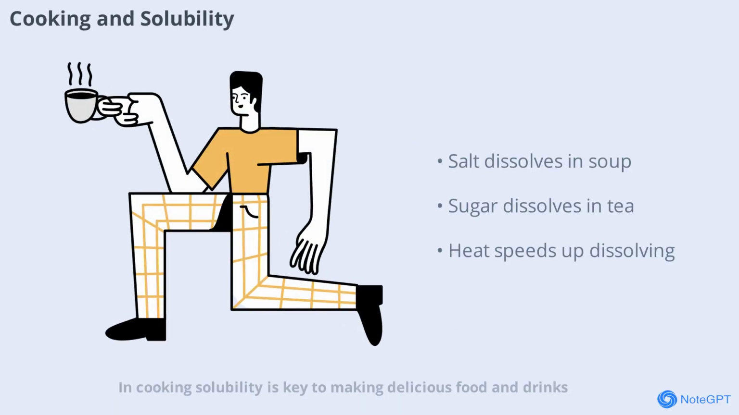In cooking, solubility is key to making delicious food and drinks. When you dissolve salt in soup or sugar in tea, you're using the principles of solubility. The temperature of the liquid and the nature of the ingredients determine how much can dissolve. Chefs often use heat to speed up dissolving, ensuring flavors are evenly distributed throughout the dish.